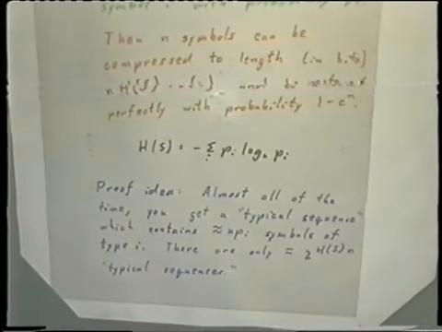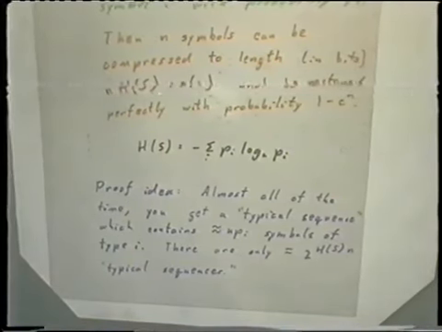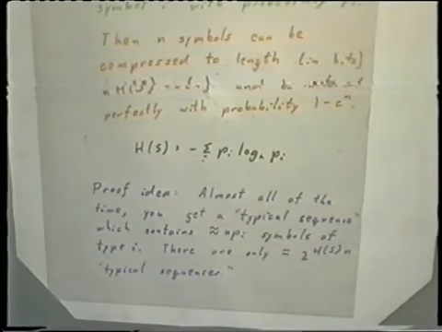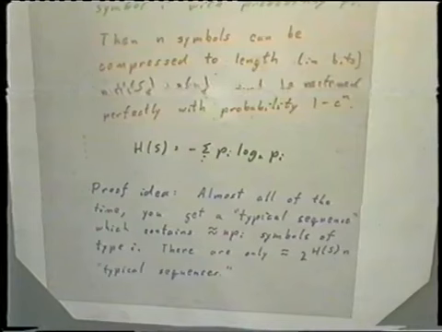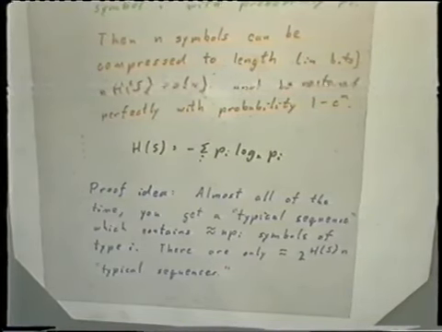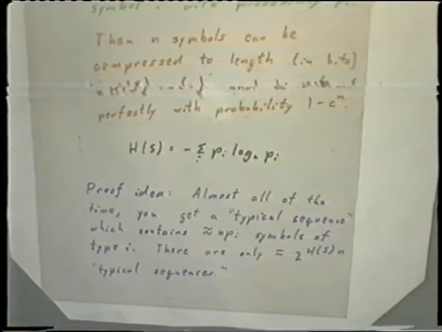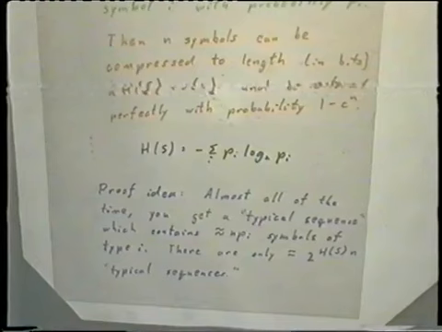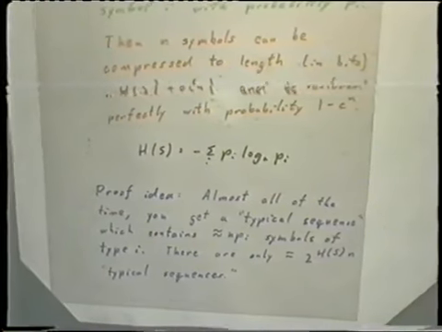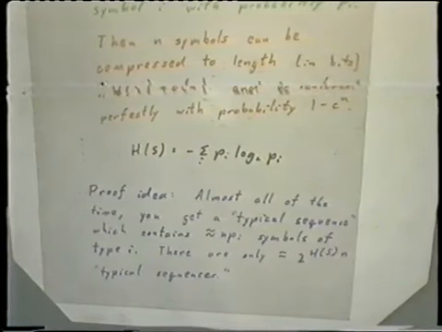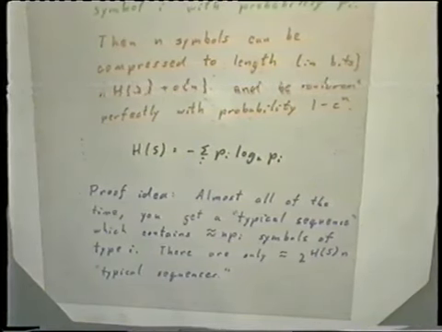And the proof idea is, if you look at what this memoryless source outputs, almost all of the time you get something called a typical sequence, which contains approximately n times p sub i symbols of type i, where you have to put error bounds on this approximately, but it's fairly straightforward to do so. And it's easy to see there are only 2 to the H(S) times n typical sequences.